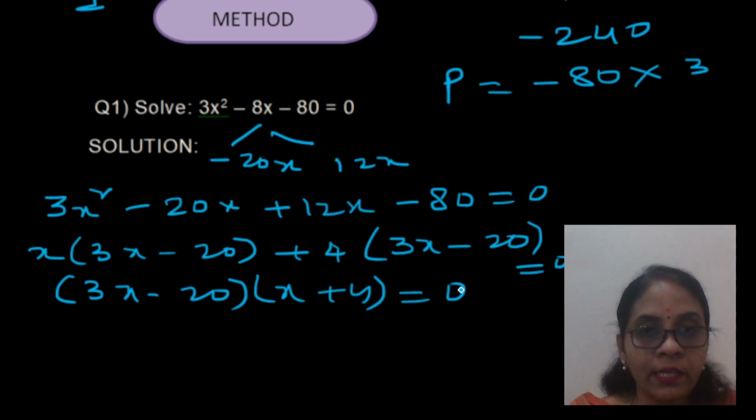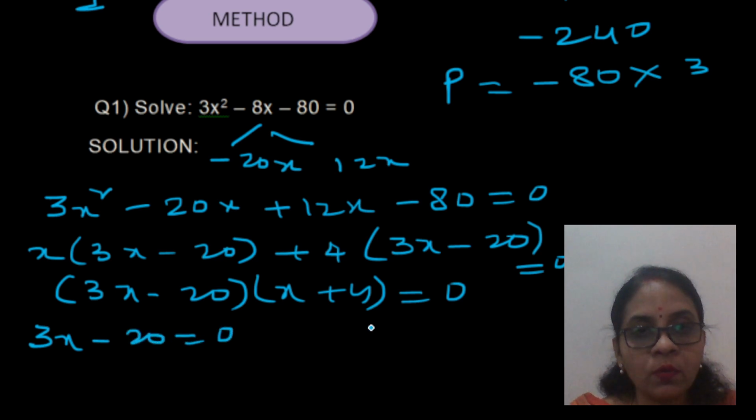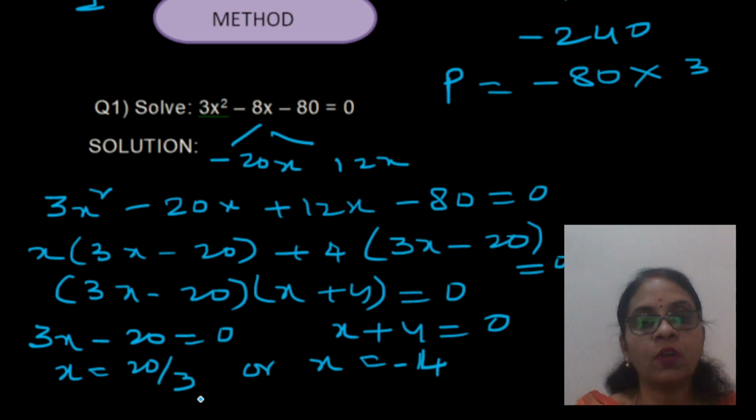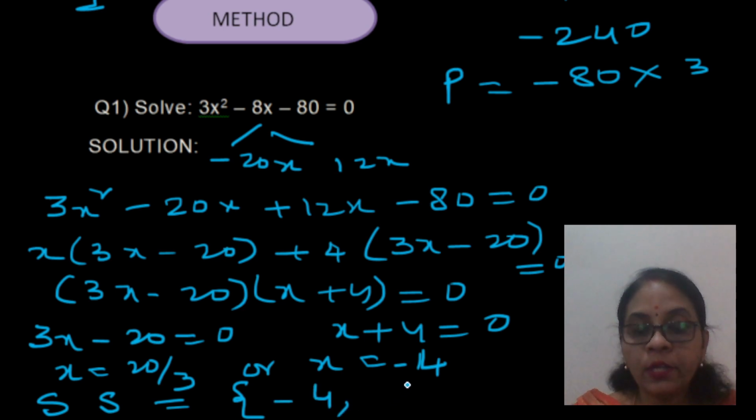I mentioned this earlier also in recurring deposit, I guess. According to the zero product rule, 3x minus 20 is equal to 0, x plus 4 is equal to 0, so x is 20 by 3 or x is minus 4. So what is the solution set? The solution set for the quadratic equation, please write it in a curly bracket: minus 4 comma 20 by 3.